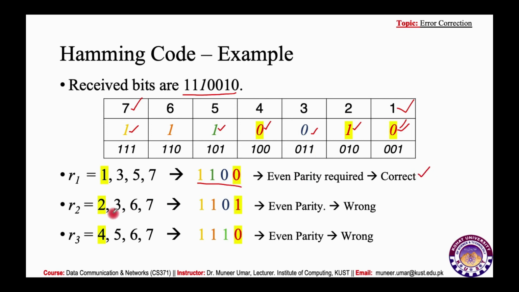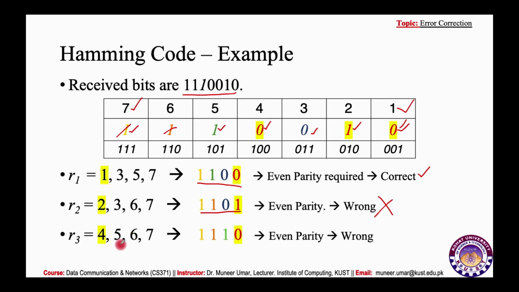For R2 we have 367. So here we have 7, this one, 6, this one, and 3, this one, and 2. So this one is not even, so it is not correct. It means R2's value is given in odd parity, or not even parity.